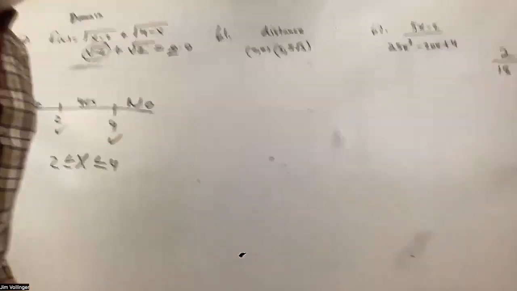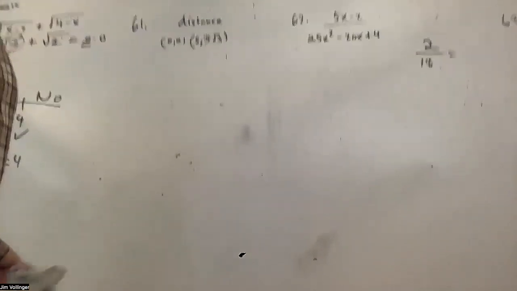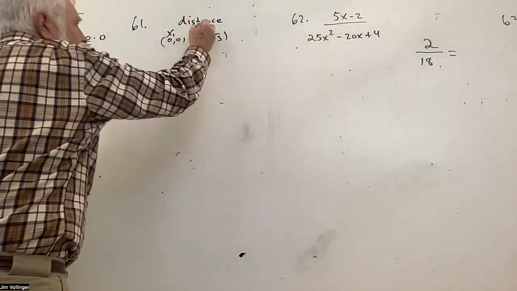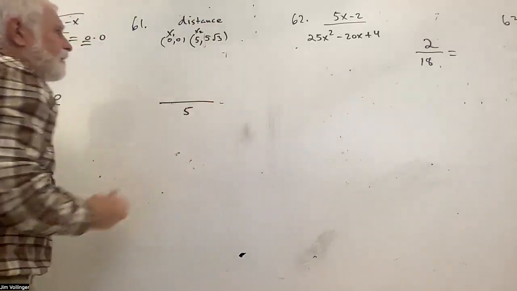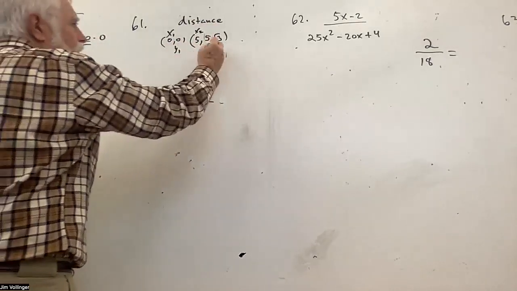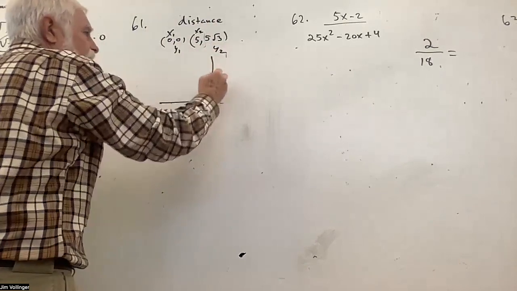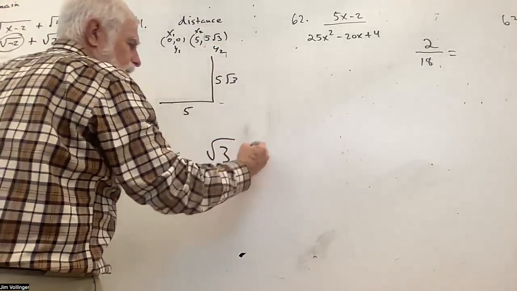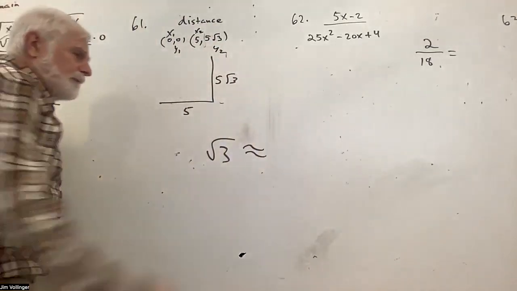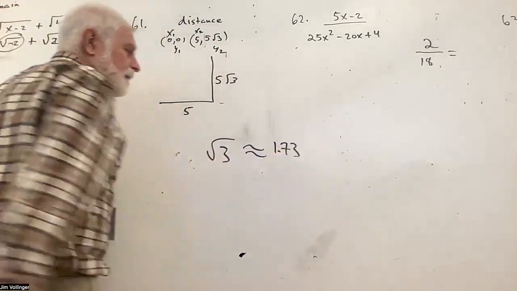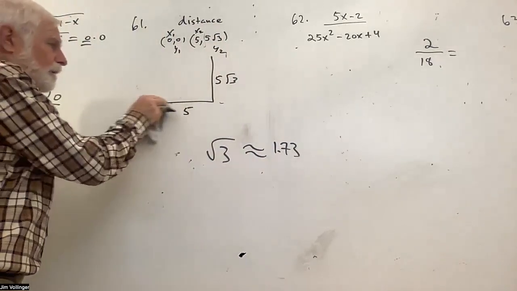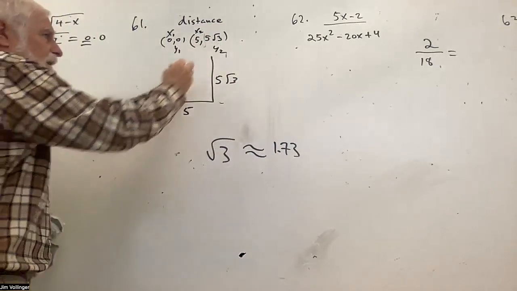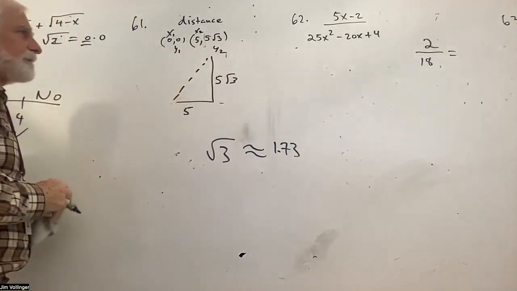All right, distance. Well, just a Pythagorean relationship. So from x1 to x2, we have a change of 5. From y1 to y2, we have a change of 5 root 3. I asked you to memorize the square root of 3. Might as well tell you again, it's roughly 1.73. It's important to know that for your future work. I'm going to make that smaller. So this is almost twice the size, and we're trying to find that distance.